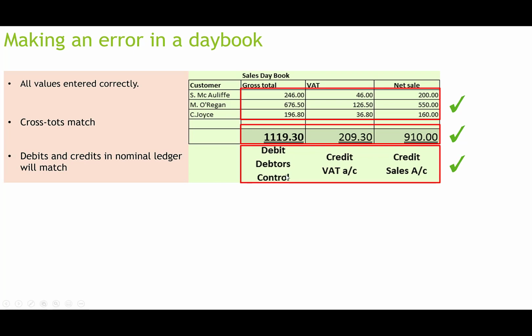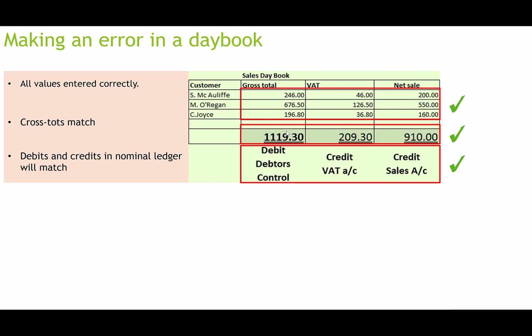And the debits and credits therefore will be perfectly well done. So your debits will equal your credits. This value here will be a debit in the debtors control account. And these 2 values will be credits, one in the VAT account and one in the sales account, and you can see that the sum of these two, 1119.3, matches the total debit. So that's all very good. Everything should be as it should.